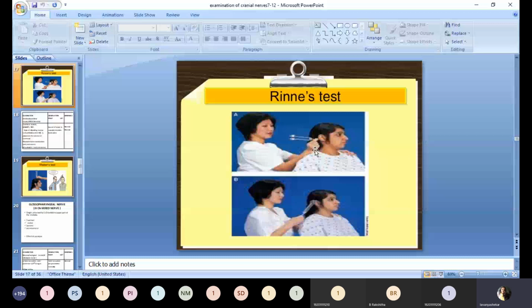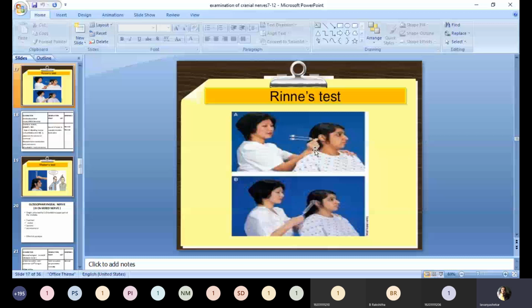Then we set the tuning fork vibrating and press the base of the tuning fork over the mastoid process, that is behind the ear. First we place the vibrating tuning fork over the mastoid process behind the ear. We instruct the subject to indicate when he can no longer hear it. That is, first we check for bone conduction. When the individual fails to hear the vibration on the bone, immediately we transfer the vibrating tuning fork to the side of the head close to the ear.